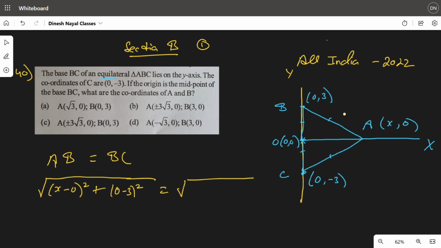Now again this has x1, y1, x2, y2. So x2 minus x1 is 0 minus 0, so no need to discuss that, that will be 0 only. Plus this is y2 minus y1, so minus 3 of minus 3. Minus 3 of minus 3, minus 3 whole square. Okay.